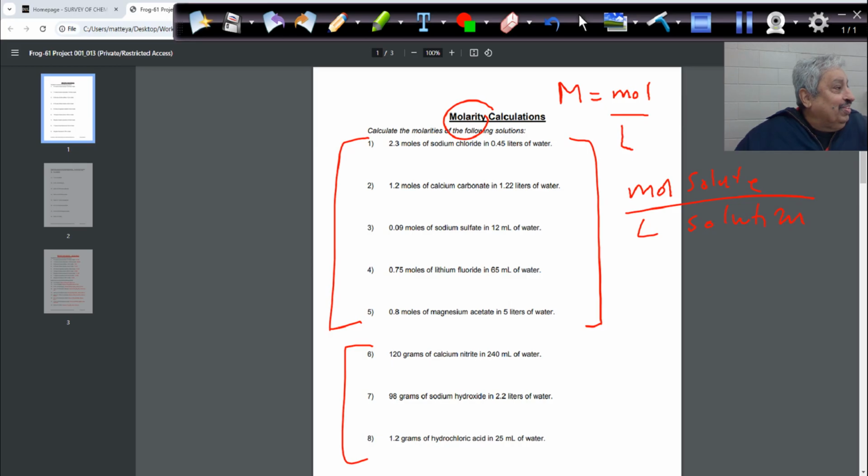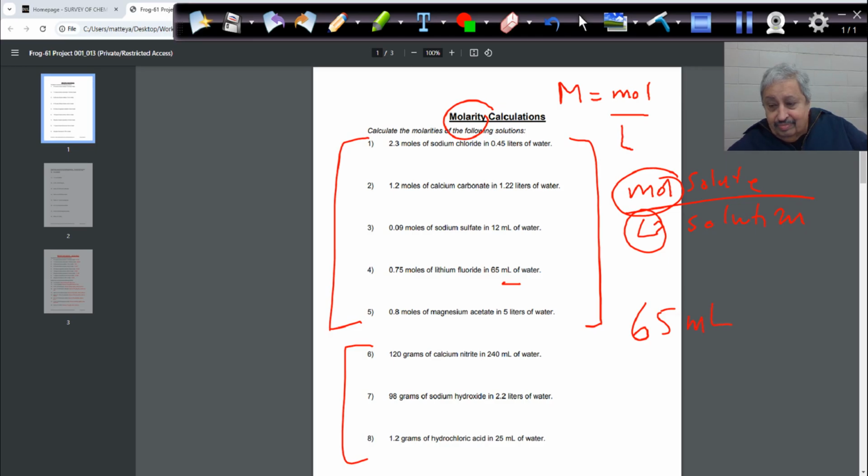Number 4. What do we have to watch for in number 4? It's very tricky. What's our definition of molarity? Mole per what? Liter. That's a problem. So we have to convert the milliliters into liters. That's the first thing. So 65 ml.